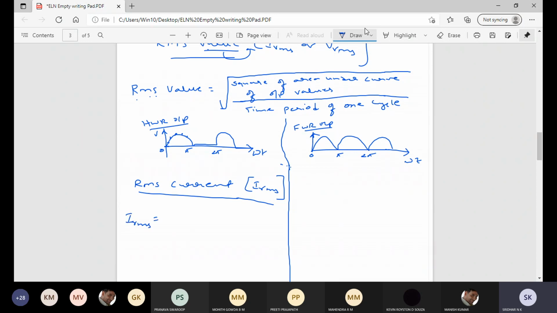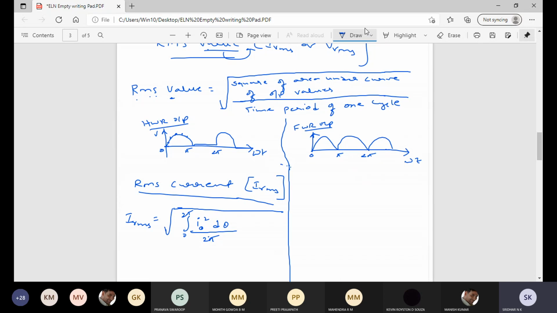So IRMS is equal to the square root of the integral from 0 to 2 pi of I naught square d theta, divided by the time period, which is 2 pi. Why I naught square? Because we are squaring the value, that's why it is square.